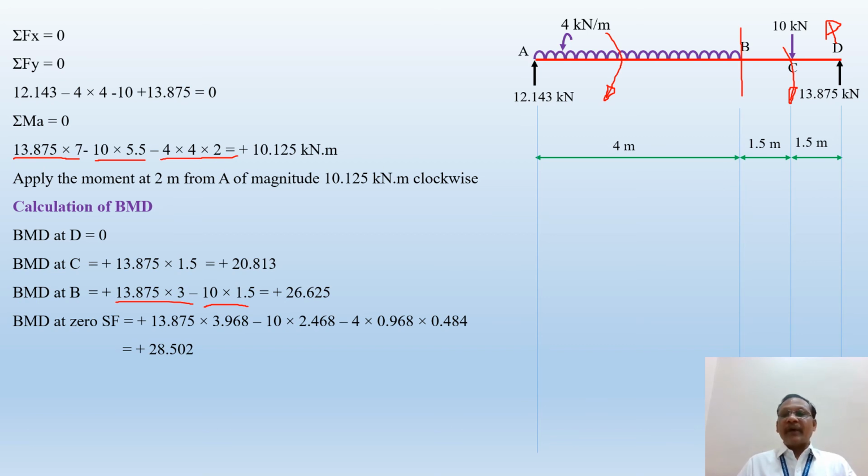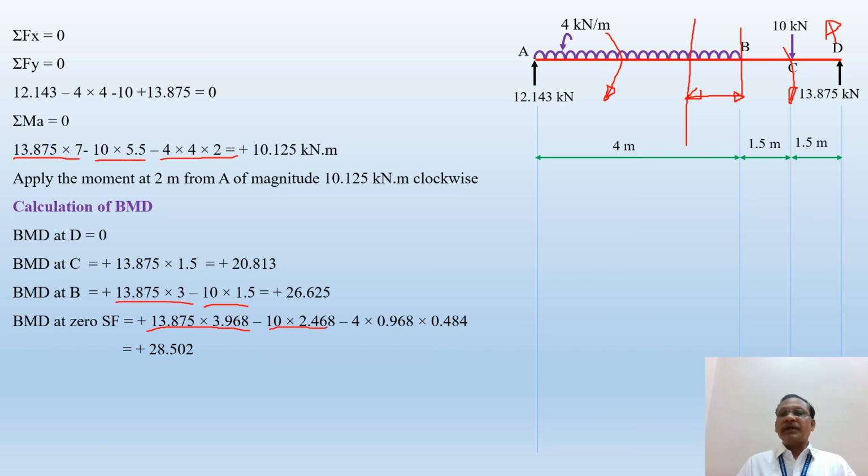So 13.875 into 2 plus that 3, that becomes, so here you will get the bending moment at 0 shear force. Here this distance, we know that it is 0.968. This distance is 0.968. Okay, so 0.968 plus 3, so it becomes 3.968. So 13.875 into 3.968, it will create an anti-clockwise moment. Then the moment 10 into 1.5 plus 0.968, it becomes 2.468, so it is minus.